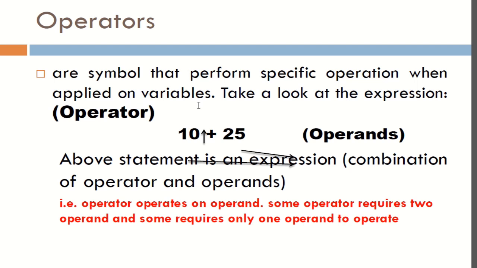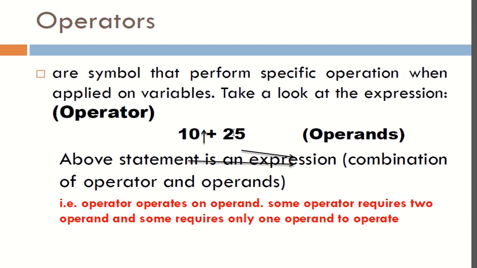Take a look at the expression. This is your expression: 10 plus 25. So what is plus here? Plus here is the operator, and 10 and 25 are the operands. So the above statement is an expression, a combination of operator and operands. That is, the operator operates on the operands.